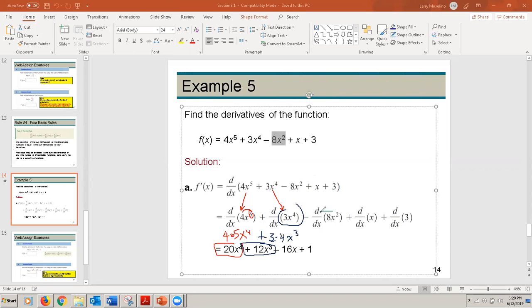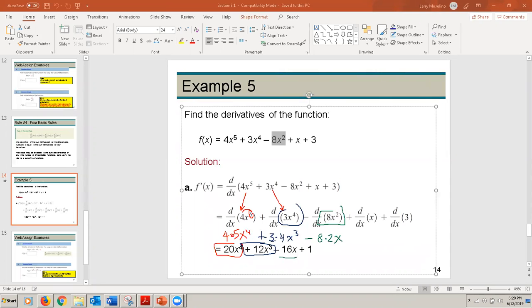How about the derivative of 8x squared? Well, for that, I'm going to bring the 8 down because that's just a constant in front. Take the derivative of x squared. The 2 comes down in front as a multiplier. Subtract 1 from the exponent. So I end up with 16x.